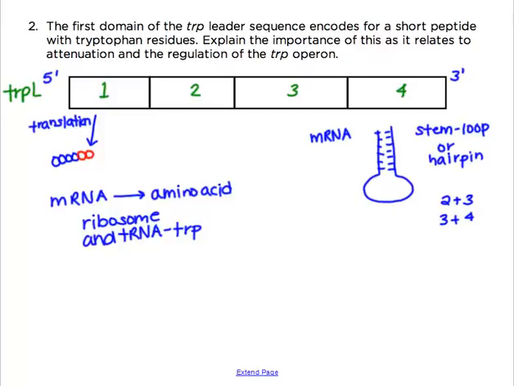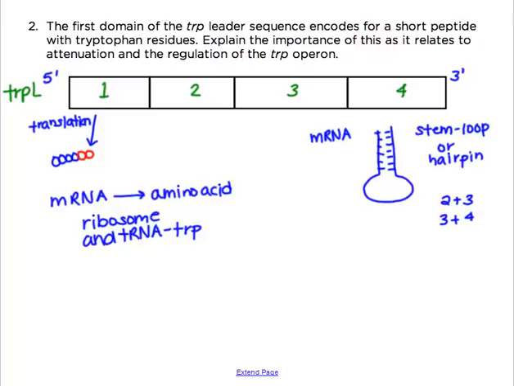So tRNA for tryptophan is only charged with tryptophan if there's an excess of it in the cell. So think about it. If there's no tryptophan in the cell at all, these tRNAs aren't going to be able to be charged with any tryptophan because there's none around. So this is what attenuation is, and this is how it kind of reads how much tryptophan a cell actually has. So let's think about that.